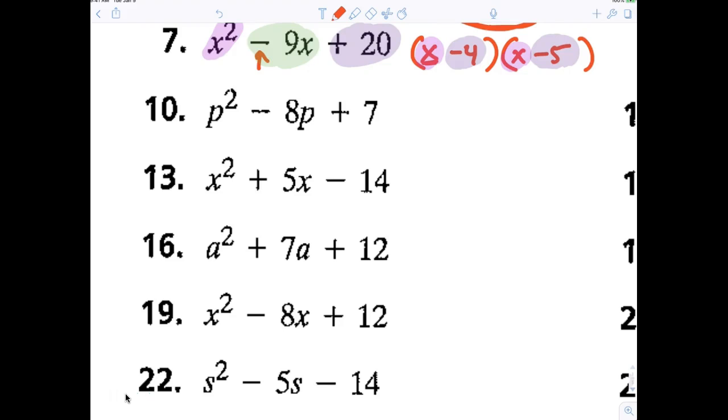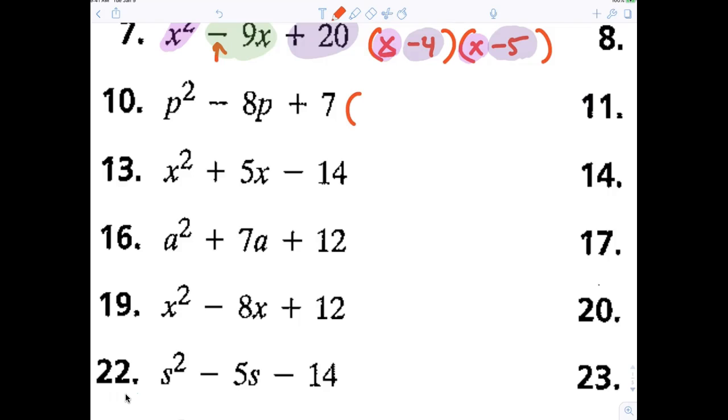All right, Sebastian. First thing we do is open up two sets of parentheses. So P times what? P times P. Now, the factors of 7 that make 8. 7 and 1. Now, what are the signs? Both negative.